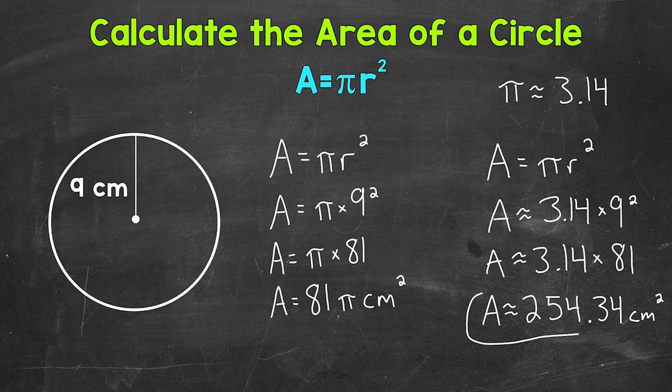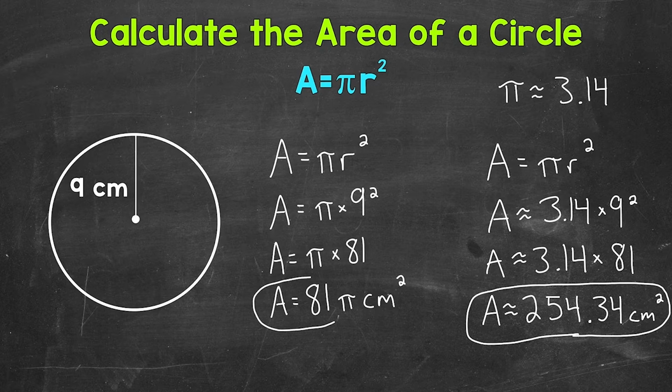And again, that's an approximate area because we used an approximate version of pi. So that gave us an approximate area there in decimal form in comparison to this area over here, which we wrote in terms of pi. So there's how we calculate the area of a circle given the radius. Let's move on to finding the area given the diameter.